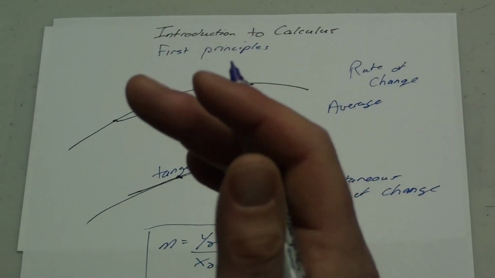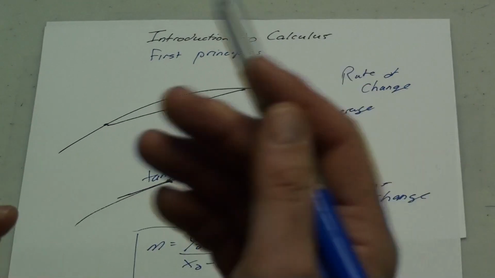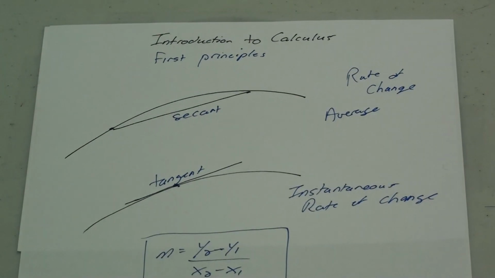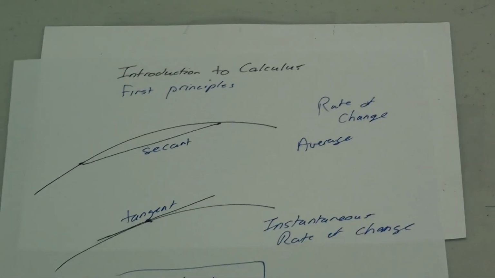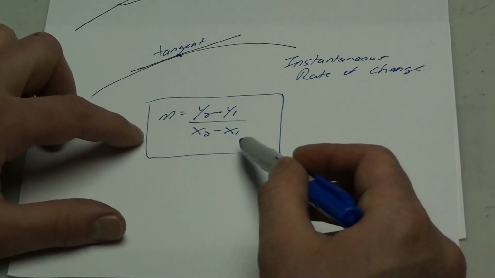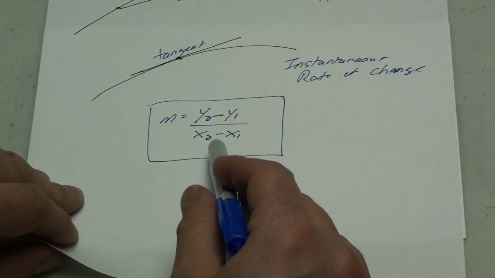I'm going to want to find the slope of a curve at a point, and I'm actually going to find an equation for the slopes at all points along the curve. So a little bit of background knowledge here. First one is the slope formula. I need to remember the slope formula: m equals y2 minus y1 over x2 minus x1.